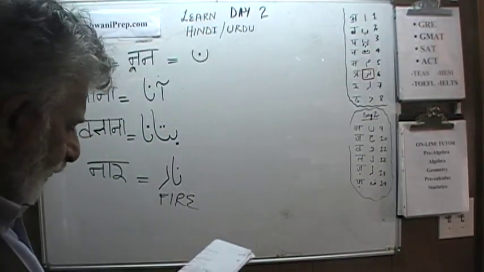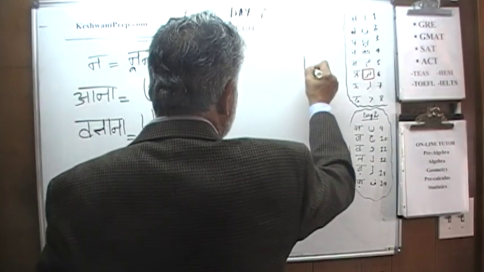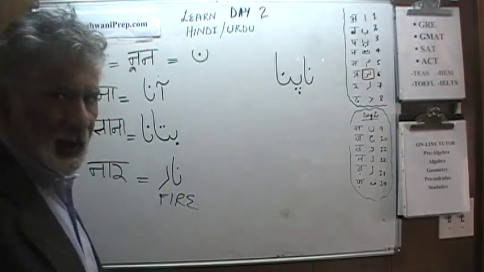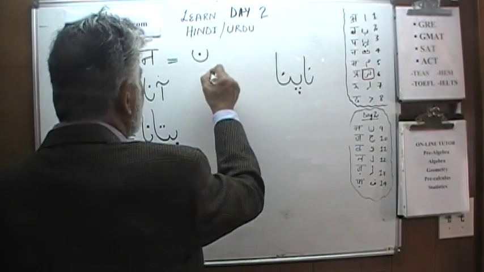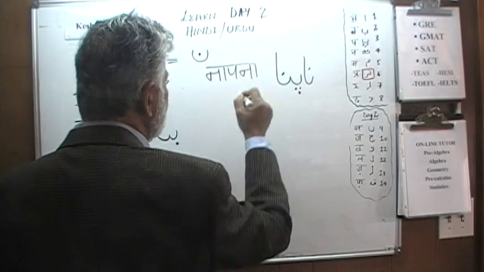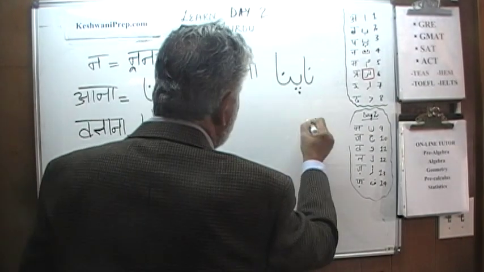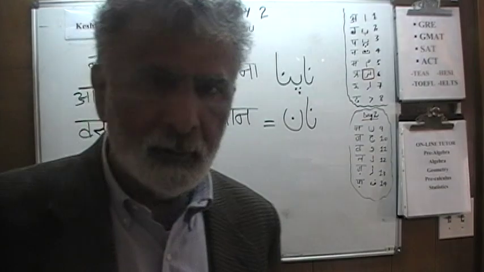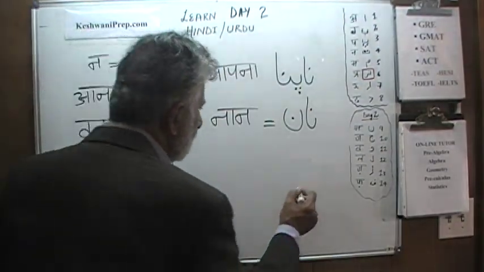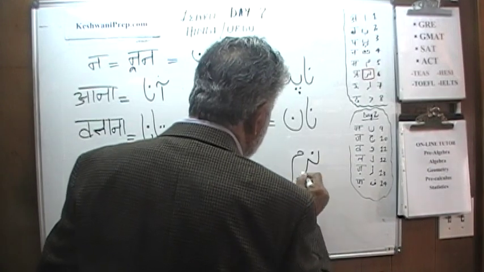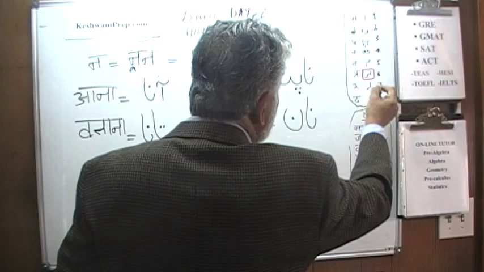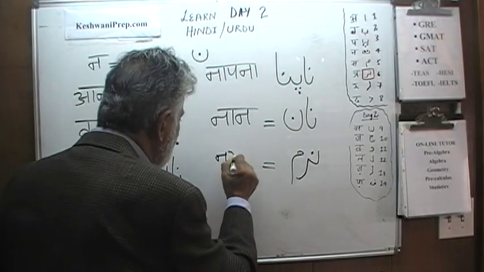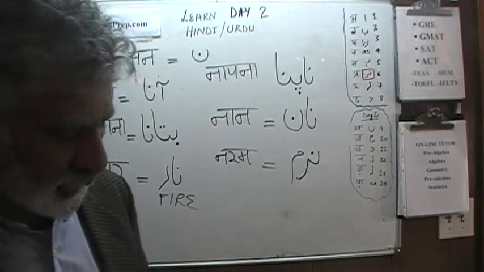Let's do another one. Na. Po. Na. Napna. Napna is to measure. To measure something. Napna. Here's a very simple one. Na. Naan is bread. Naan is a kind of bread. And here's our last one. Na. Ra. Mo. This is a ra, right here. Na, ra, mo, naram. Naram as in soft, not hard.